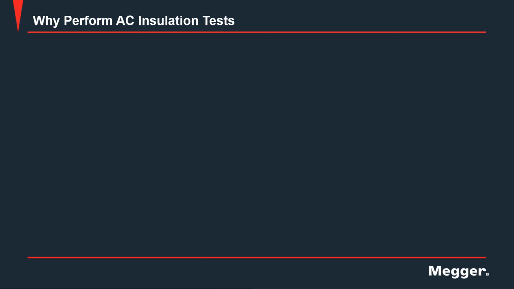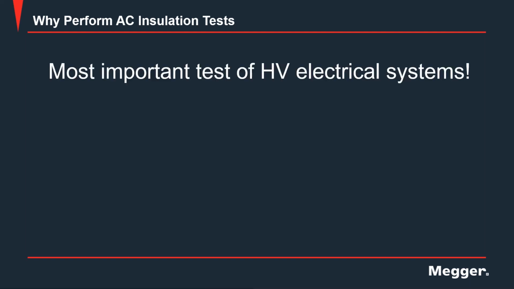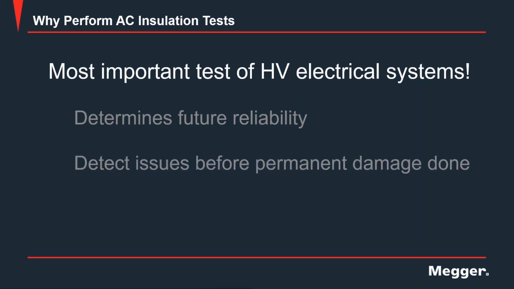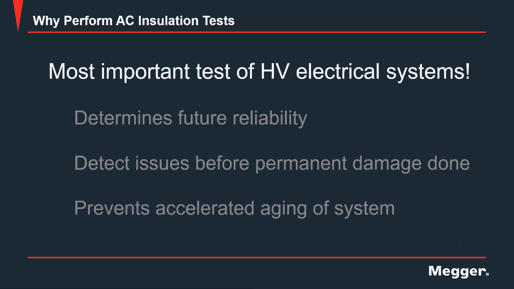So why are we performing this AC insulation test? I just want to emphasize a little bit on what Sanket mentioned already. This is one of the most important tests that you can do on high voltage electrical systems. You are looking into the possibility of any failure condition that could happen. You are looking into the reliability of the system by looking into the life of the equipment, which is based on the life of the insulation of that equipment. In other words, you can be proactive in your decisions because you can determine issues before permanent damage occurs. So this also prevents some accelerated aging of the system.